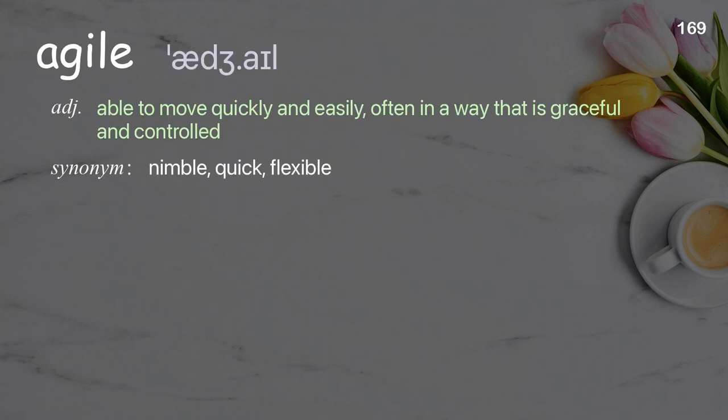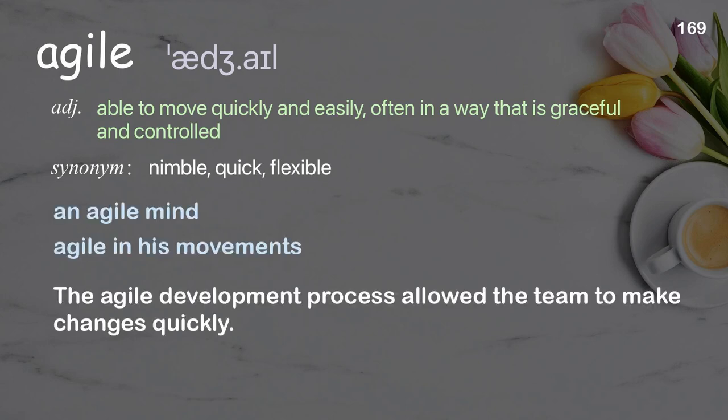Agile. Able to move quickly and easily, often in a way that is graceful and controlled. Examples. An agile mind. Agile in his movements. The agile development process allowed the team to make changes quickly.